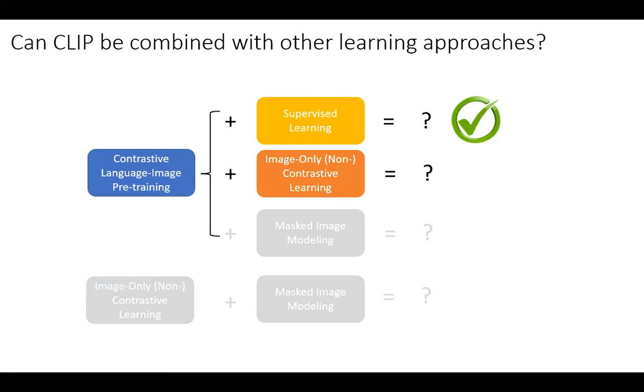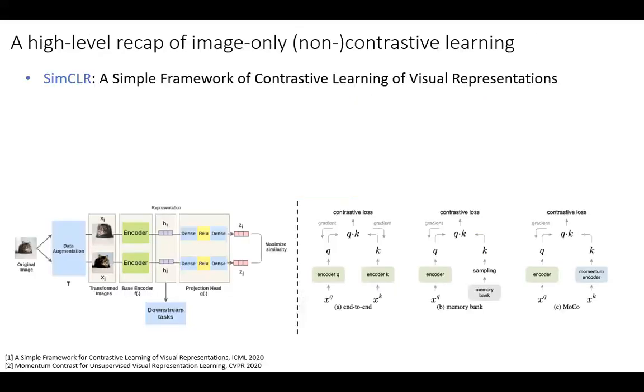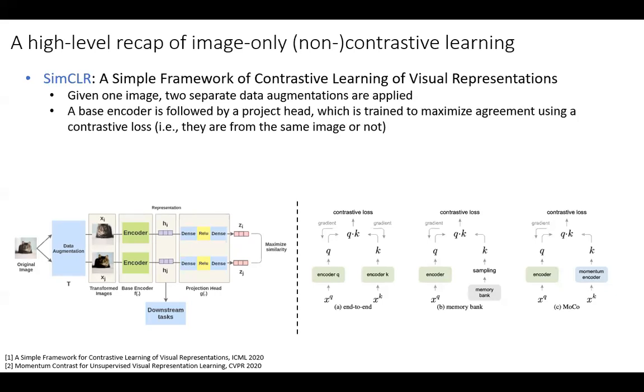Then how about we combine CLIP with, for example, image-only contrastive learning methods, right? So I think we can first have a very high-level overview of what contrastive learning of visual representation is, if you are not familiar. Just in case. I think SimCLR is a very classical paper to do such a job. Basically, all the papers are following the same paradigm. Given one image, you generate two different views of the same image, and then you have a base encoder followed by a projection head, which is trained to maximize the agreement using the contrastive loss. And then the projection head will be thrown away for downstream tasks.